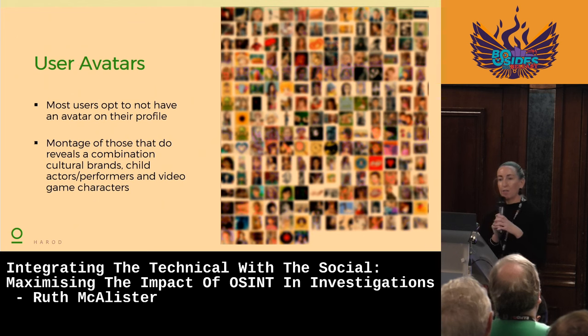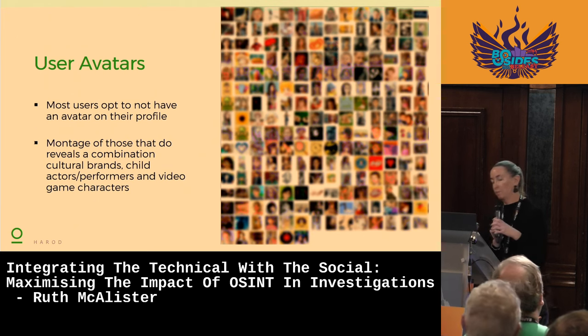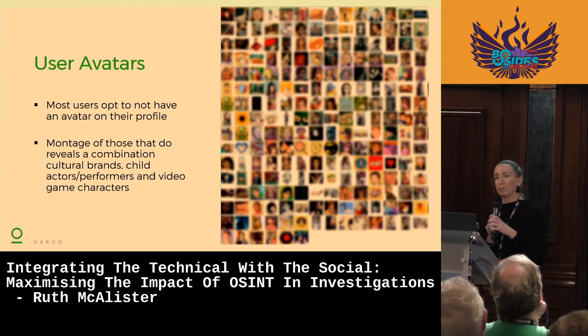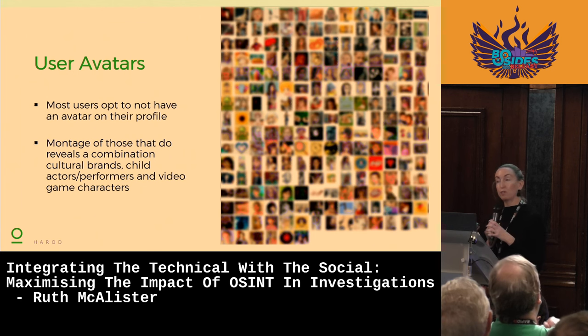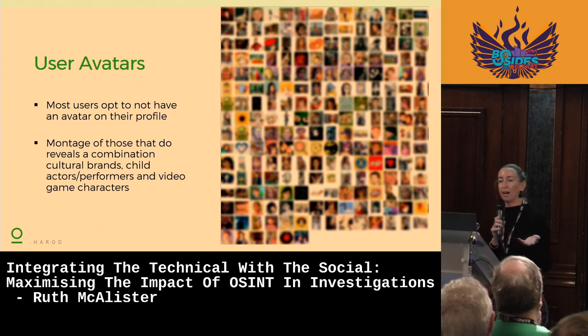In terms of their avatars, I've blurred them because I just felt it was right to do that, despite the fact they're not graphic avatars. Believe it or not, a lot don't actually choose to have them on their profile. Those that do, they may be of famous child actors, they could be of famous brands like Pepsi and Kit Kat, for example, and they could also be video game characters as well.